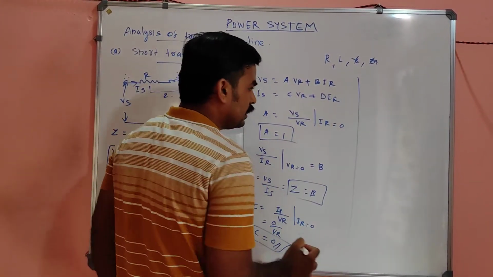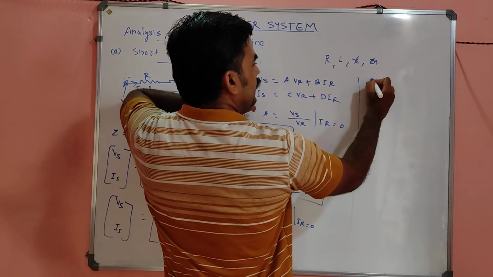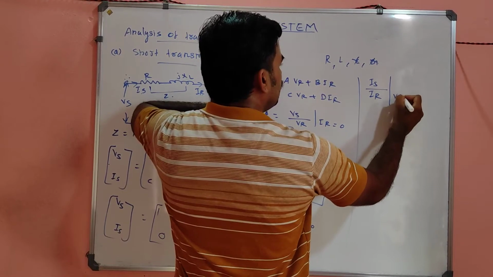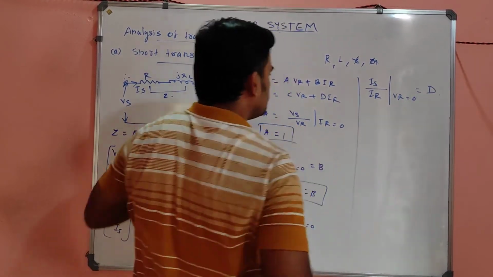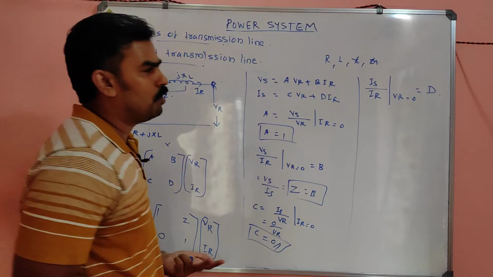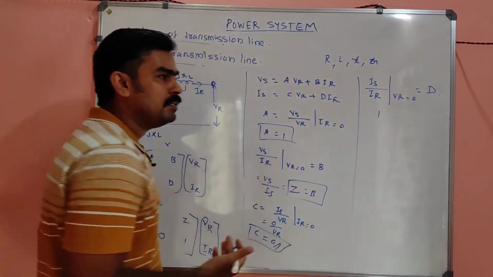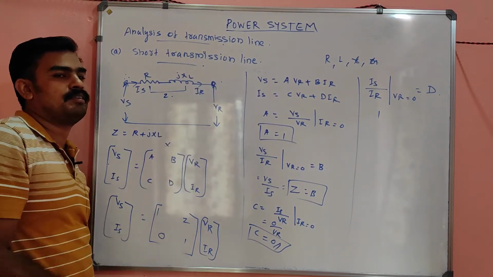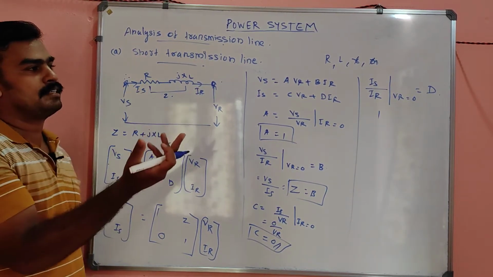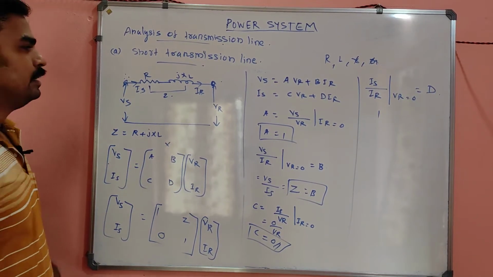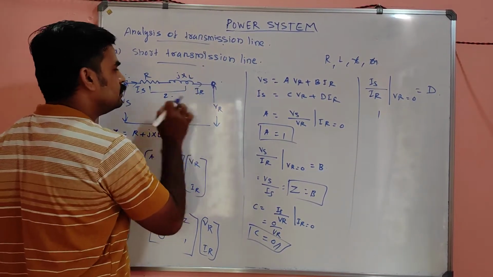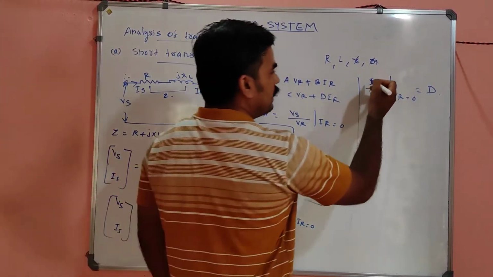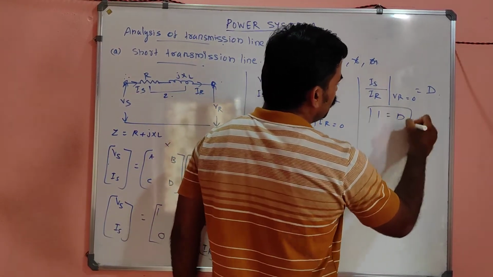Coming for D, what will be? D can be obtained by Is by IR at VR equal to 0, my dear. Okay, Is by IR equal to what? 1. VR equal to 0 means the receiving end voltage is simply 0, simply short circuited, that's all. But Is and IR are the same. Even though it is short circuited, Is and IR will be the same. So it is simply Is by IR equal to 1. So that D also you got.